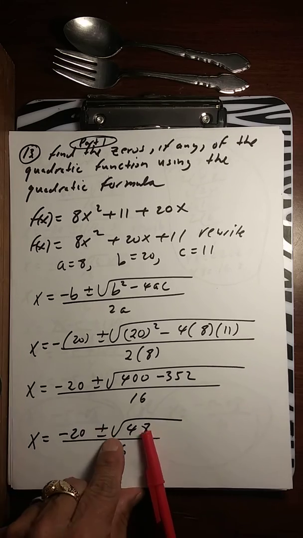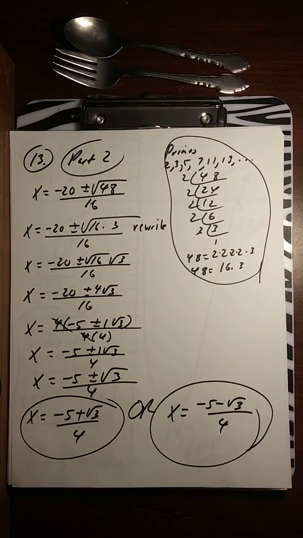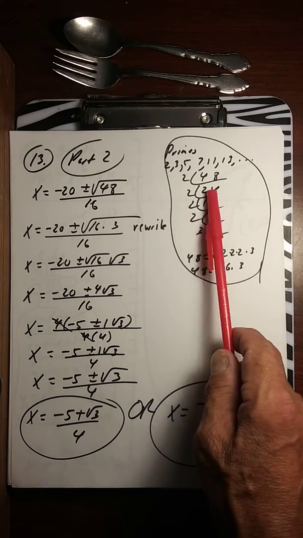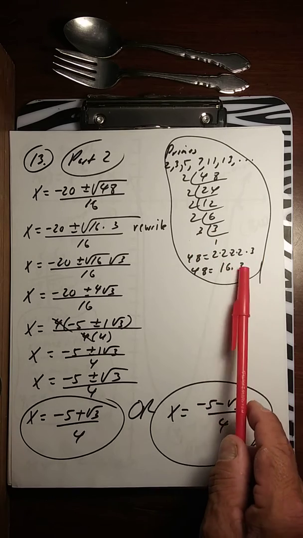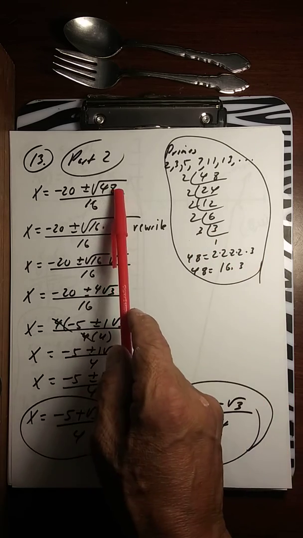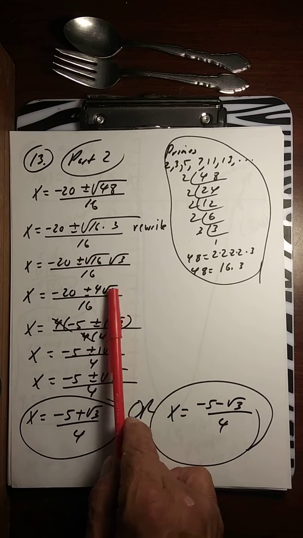Now 48, I don't know what that is, so I went ahead and broke it down right here. 48: so 2 goes there, 2 goes there, 2 goes there, 3. 48 is 2, 2, 2, 2, and 3, or 16 times 3. So this 16 times 3 replaces this, and the square root of 16 is 4. Square root of 3, leave it alone.